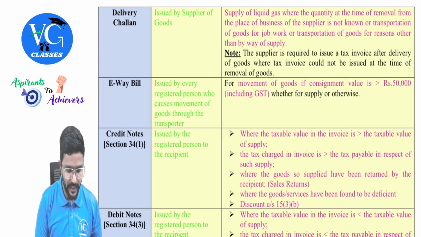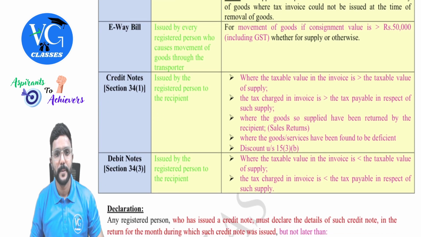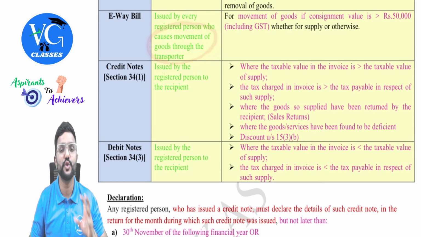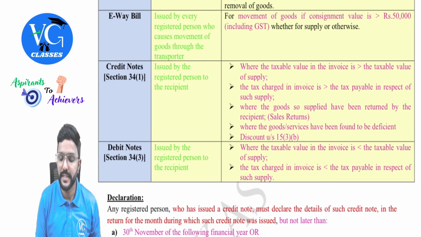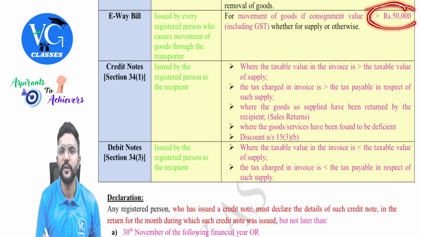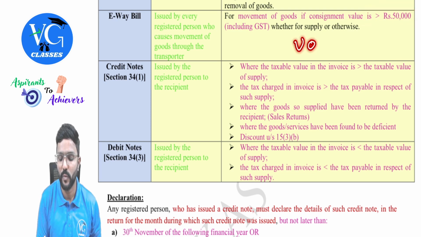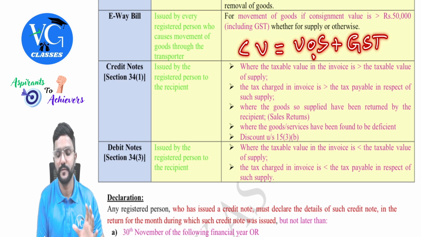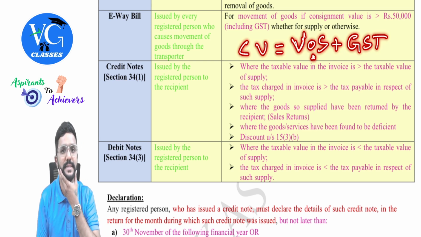Okay, sir. Then coming to e-way bill, it is issued by every registered person who causes the movement of goods through a transporter only when the consignment value is more than 50,000 rupees. So consignment value of more than 50,000 means it is nothing but value of supply plus GST. So consignment value is nothing but value of supply plus GST, guys.